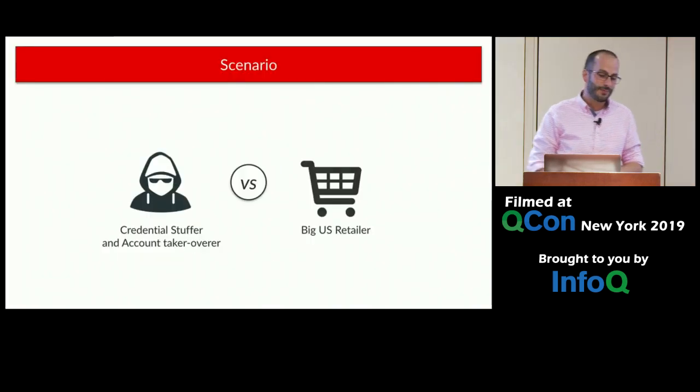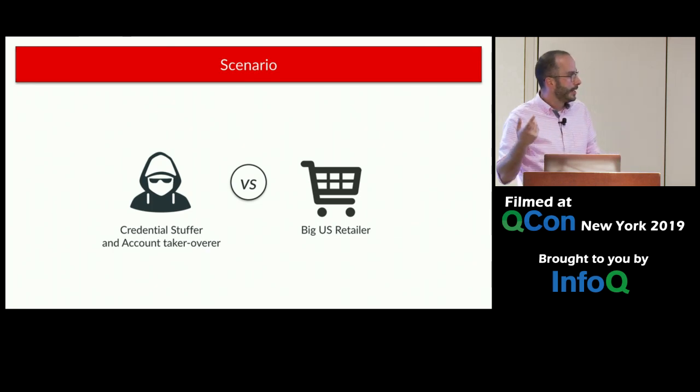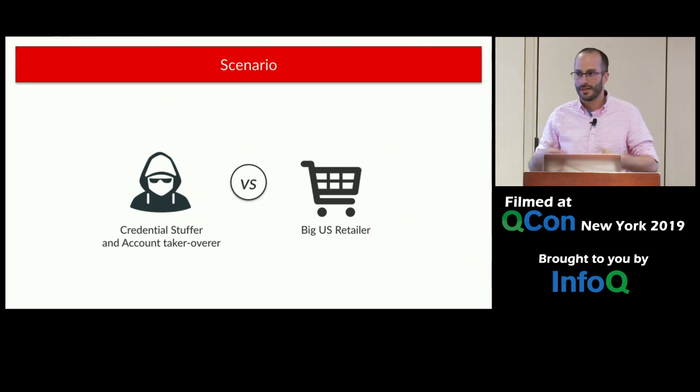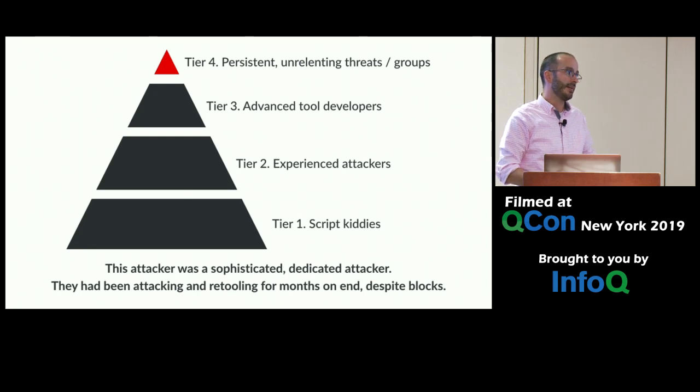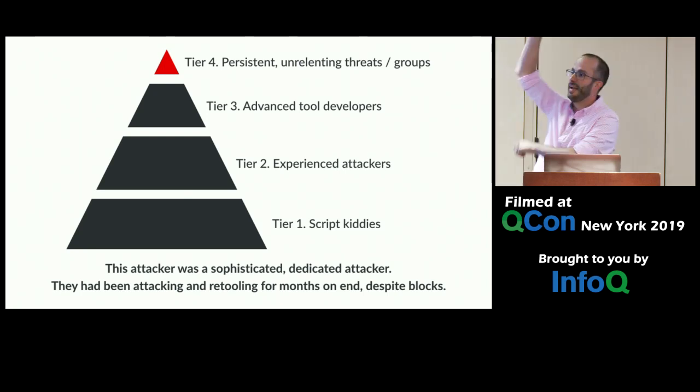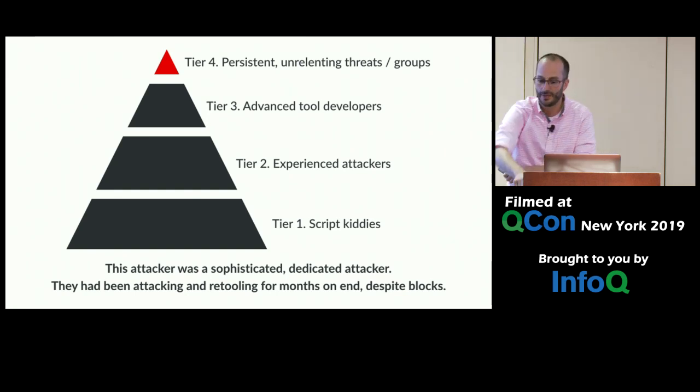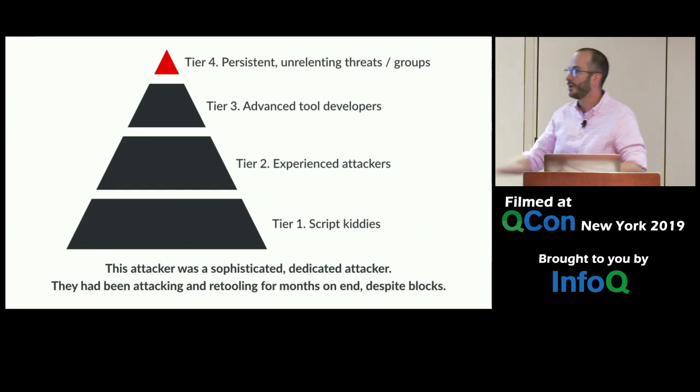So the scenario is we've got a credential stuffer and account takeover attacker going after a big US retailer. So basically a marketplace online, you buy things, and so on. The problem here is that we had an attacker who was very, very sophisticated. Now, Fortune 500 retailers, you can imagine, are very high value targets. If you have a specific goal to extract value from that, you're not going to go away.